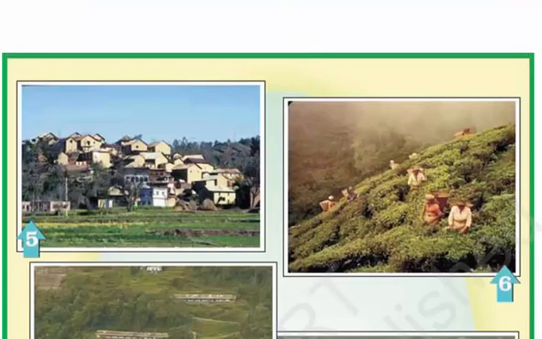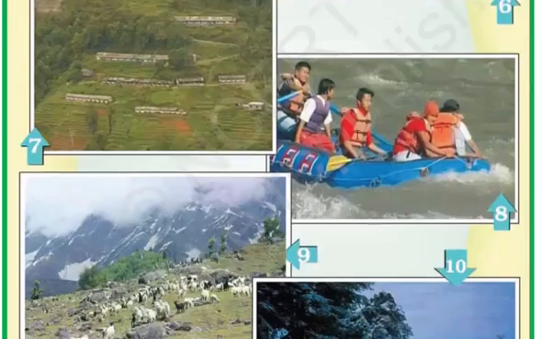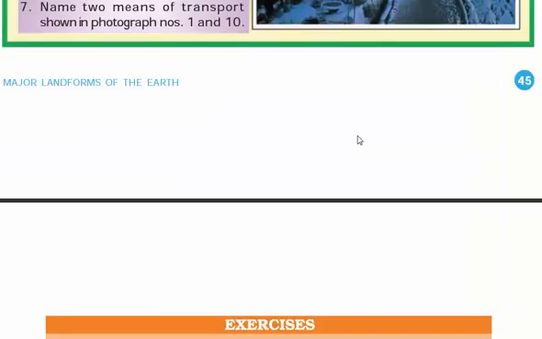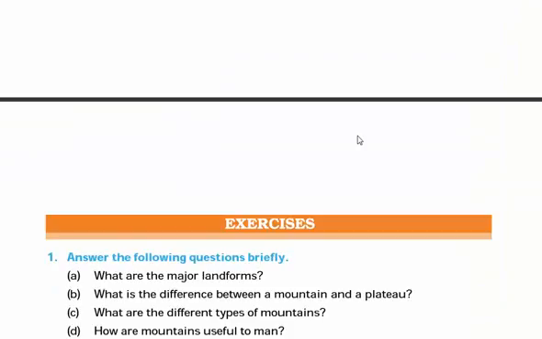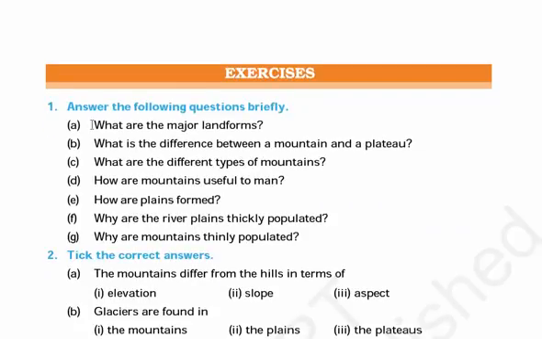Yeah, and going to the next page, that is the 7th page, you have full of pictures. So there's nothing much to see. All these pictures are very self-explanatory. And that's it. We have finished our chapter, and let's come to the final page to do some exercise. So first question, what are the major landforms?